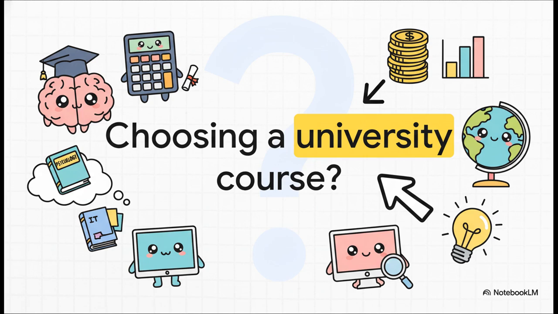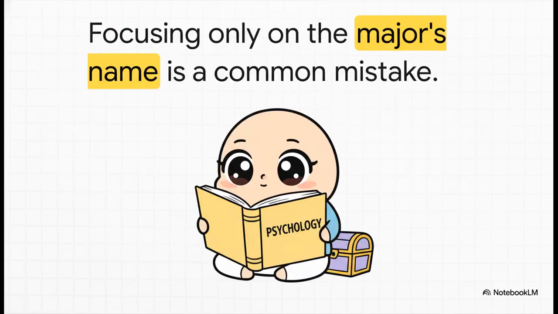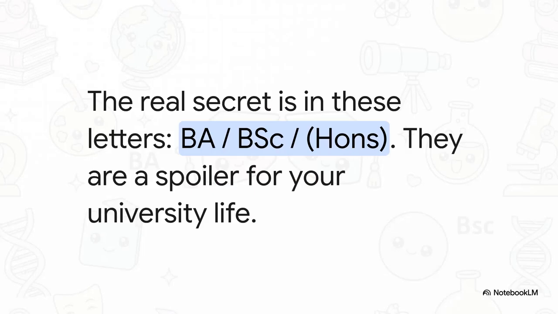Okay, so picture this. You're looking at universities. You're seeing all these courses that sound pretty cool. Psychology, business, IT, and you're thinking, yeah, that's the one for me. You're focused on the what. But here's the thing. Focusing only on that big, shiny major name, it's one of the most common mistakes people make. The real story, the part that's actually going to define your day-to-day life as a student, is hiding somewhere else entirely. And the secret is hidden in plain sight.